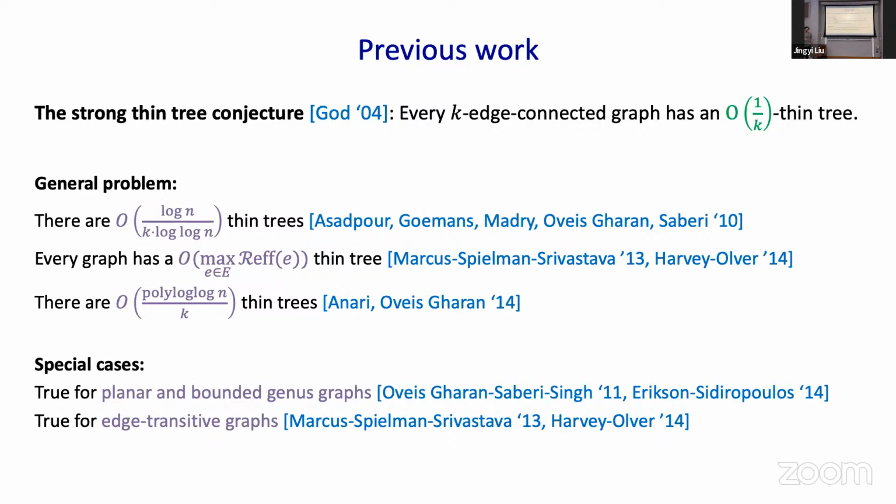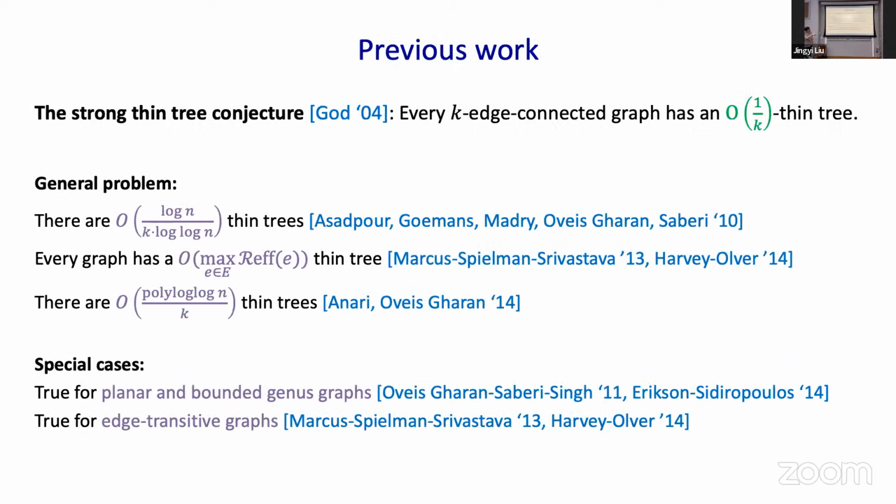But we actually do know it's true for some special graphs. We know it's true for planar and bounded genus graphs, and it's also true for edge transitive graphs. The edge transitive case is just a corollary of the maximum effective resistance being small, if you're familiar with that at least. If not, don't worry about it. Okay, so you can see that all these papers are about 10 years old or more. So there really hasn't been much progress on the general problem.